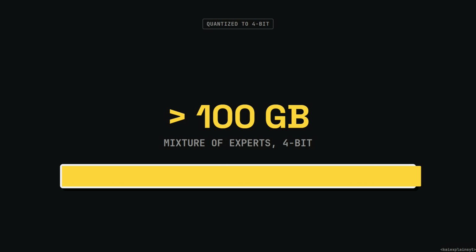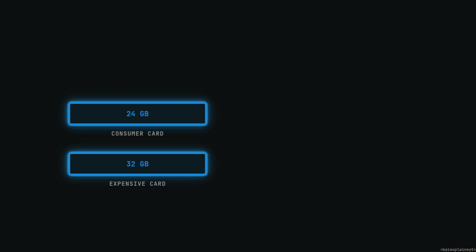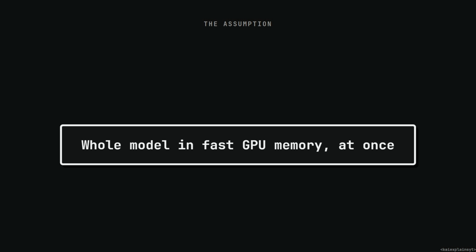A model's weights have to sit somewhere the processor can reach, and frontier models are enormous. Quantize a mixture of experts model down to 4 bits, and you're still looking at hundreds of gigabytes. A good consumer card gives you 24, an expensive one 132. So for years, the answer has been to rent more cards, or send your prompts to somebody else's data center and pay by the token. Those are real answers, and they all rest on the same assumption. The whole model has to be sitting in fast GPU memory at once.